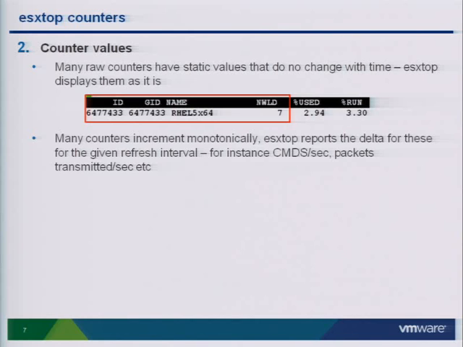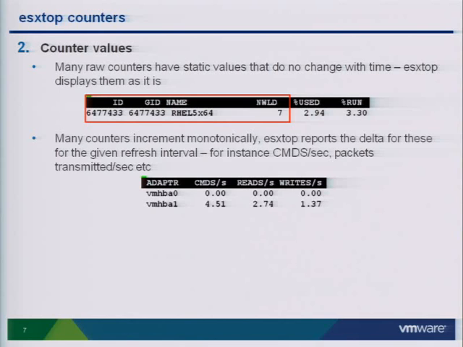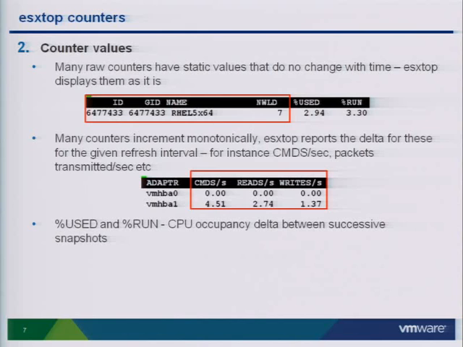So ESXTOP does not show you the absolute value. What it does is look at the value at snapshot 1, look at the value at snapshot 2, subtract the values, and divide that by the refresh interval that you have set. The default refresh interval is 5 seconds, and that's what it shows as commands per second. This is true for a lot of counters. Commands per second, reads per second, and writes per second are examples. Actually, this is true even for metrics like percentage used, percentage run, and percentage sys. Any percentage metric that you're seeing in ESXTOP is calculated in a similar fashion.